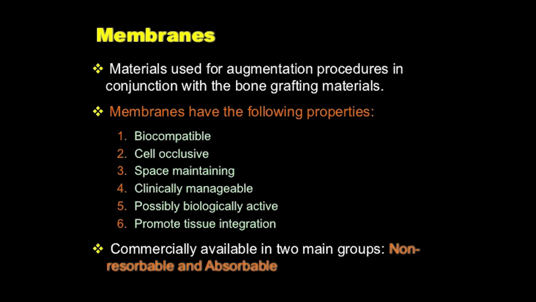Membranes have the following properties. They have to be biocompatible. They are self-occlusive, i.e. they prevent the epithelial cells from repopulating the grafted site and prevent it from forming granulation tissue. So we want the site to form bone and not granulation tissue. They are space maintainers. They are clinically manageable, possibly biologically active, and they promote tissue integration. Commercially, they are available in two main groups, resorbable or non-resorbable membranes.